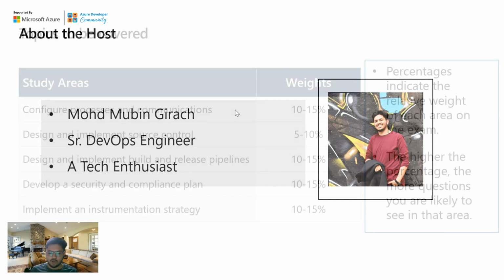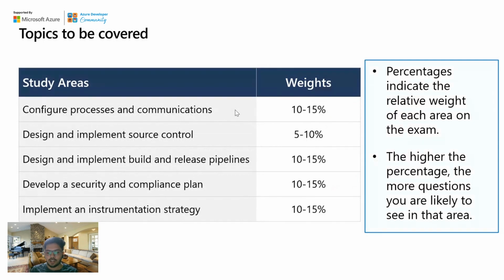Now, I would just give you an intro about the topics that we would be covering throughout this bootcamp series. These topics are nothing but the syllabus of AZ400. You can find the same syllabus on learn.microsoft.com as well. Giving a gist about the topics, for the first topic, configuring processes and communication, we would be going through the project planning, the work item assignments, the epic user stories, etc. Covering basically a complete part of Azure Boards.